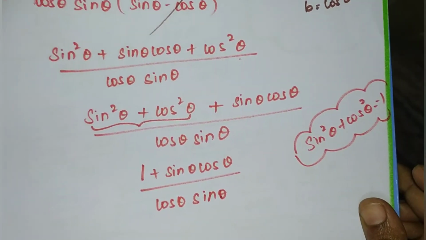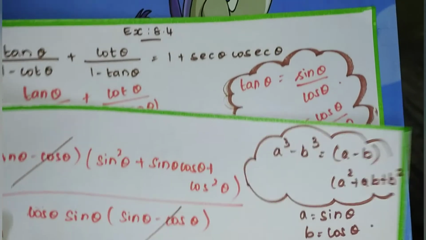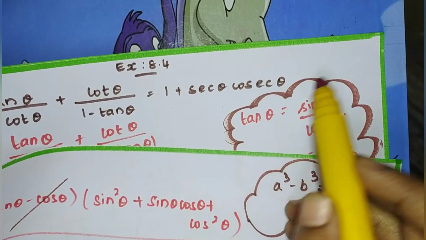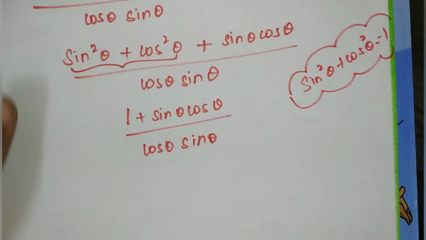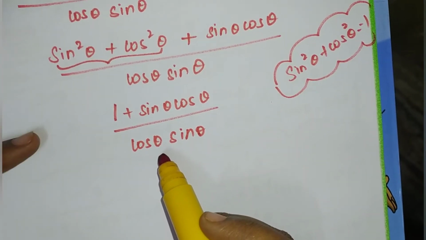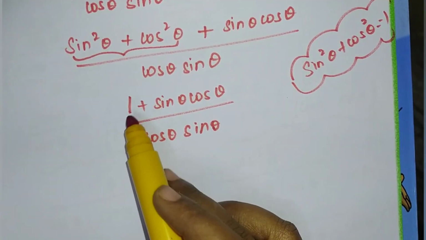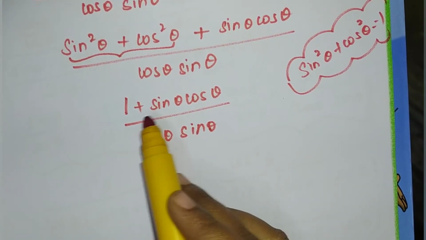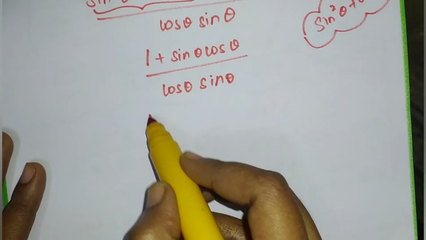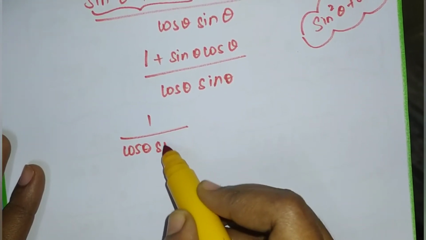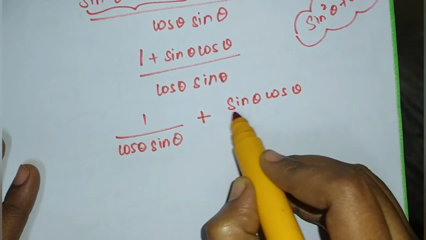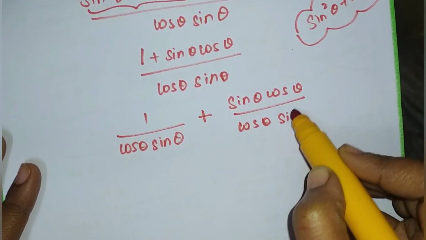Still we don't get the answer. The answer we have to get is 1 plus secant theta cosecant theta, in terms of secant theta and cosecant theta. Still we can simplify. How? We can divide this: 1 divided by cos theta sin theta plus sin theta cos theta divided by cos theta sin theta.